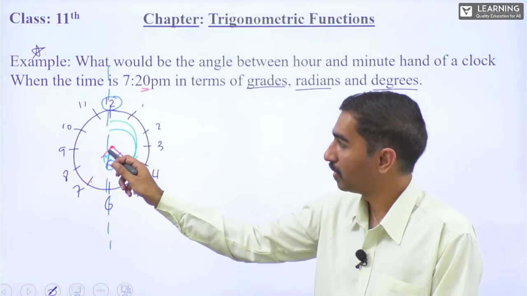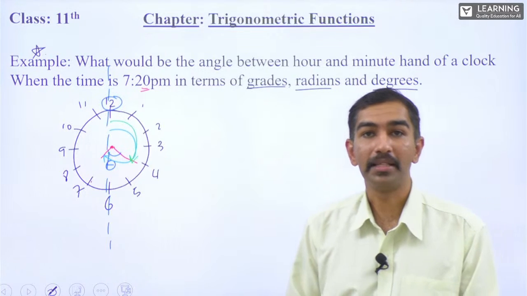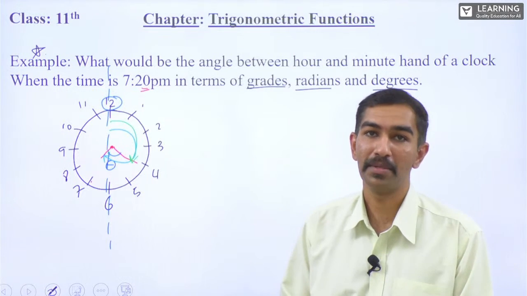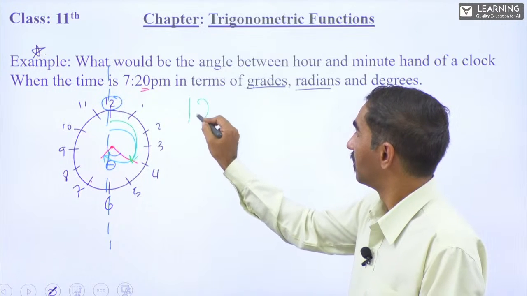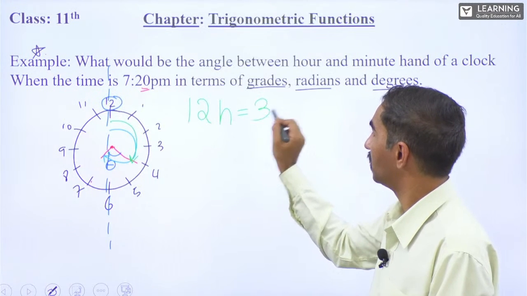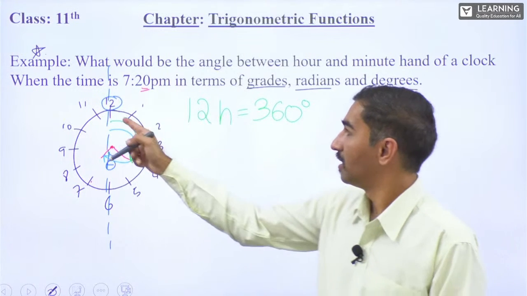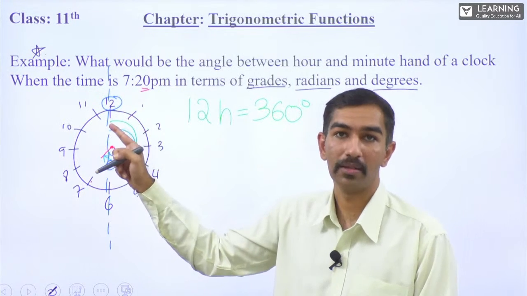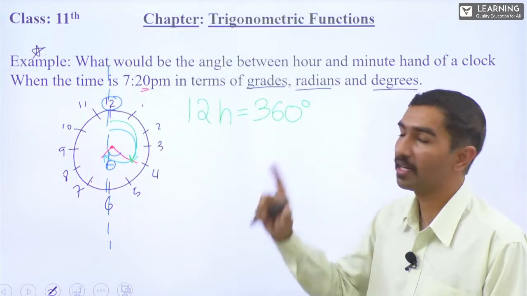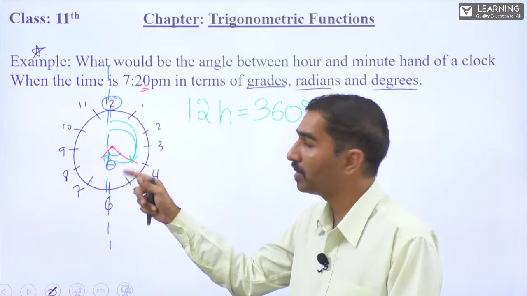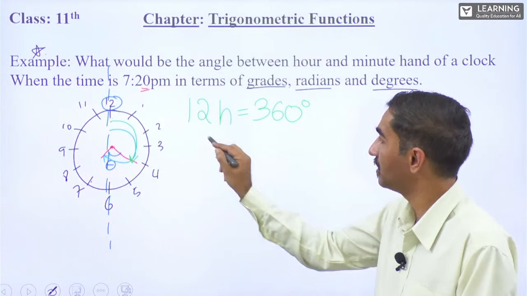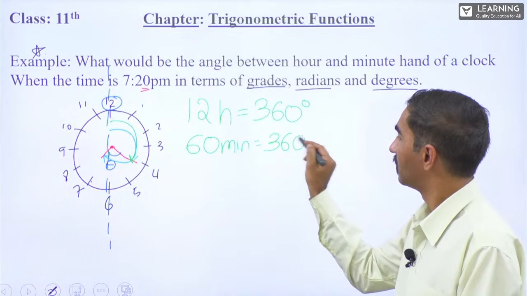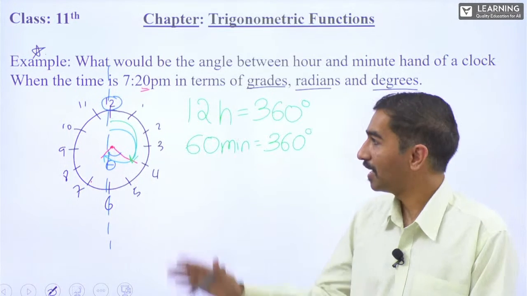For the hour hand, the small hand, to complete 360 degrees, how much time is required? 12 hours is equal to 360 degrees, correct? Midnight 12 o'clock, here it is. Afternoon 12 o'clock, one full circle. The hour hand requires 12 hours to complete 360 degrees. Similarly, how much time will the minute hand take to complete 360 degrees? 60 minutes is equal to 360 degrees. Correct? Are you understanding this point?